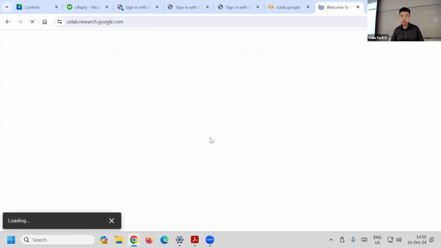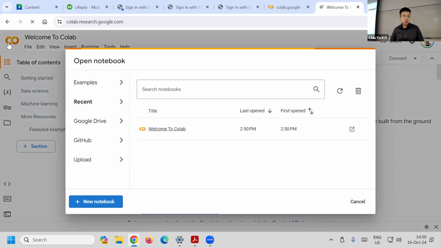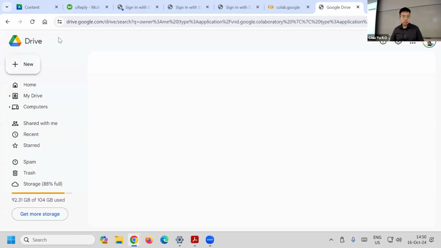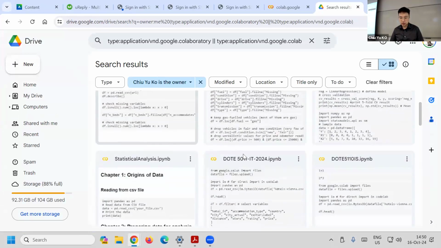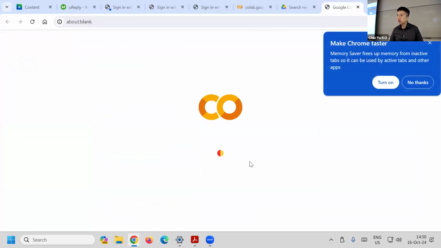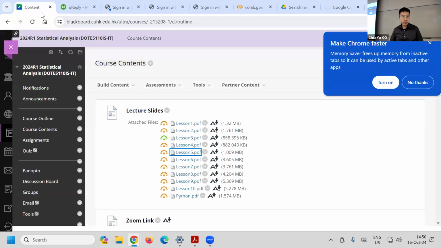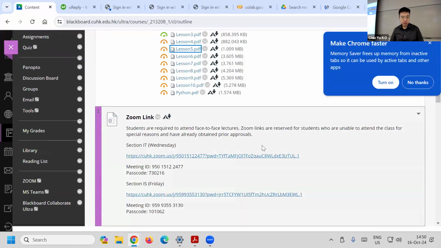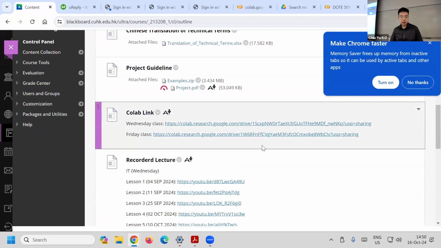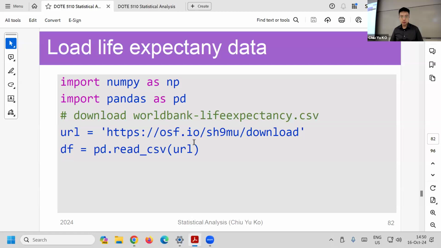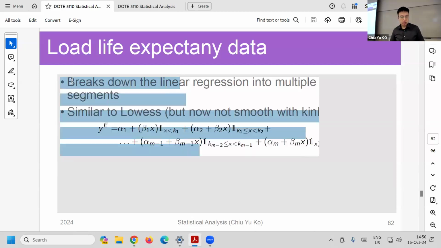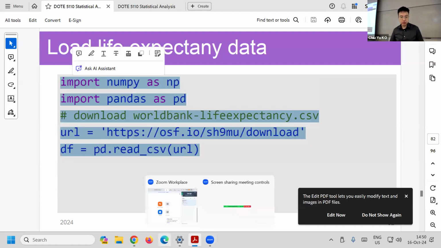Oh, I copied the code already. So which class am I in? I guess I'm in the IT class, right? Yes, I'm in the IT class. And where's my code? Okay, so again, up until now, you shouldn't have an issue copying this code and running it in your own notebook.